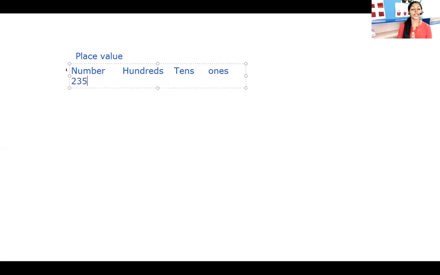how will I write the place value? We have to first see which place it belongs to. The number 235. When I say the number 235, the number 2 is in which place? Hundreds place. Okay, so how am I going to write here? I'm going to write it as 200. 2 in the hundreds place will be 200, right?